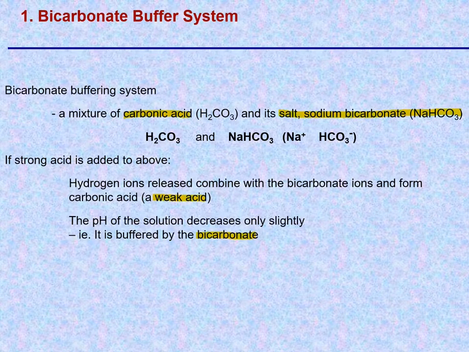The carbonic acid dissociates into bicarbonate, releasing some hydrogen ions, but the hydrogen ions don't have that much of an effect because they can still combine to form carbonic acid. If there are too many of them, it'll go the other way. So this is the bicarbonate buffering system, a very important system in the blood plasma.